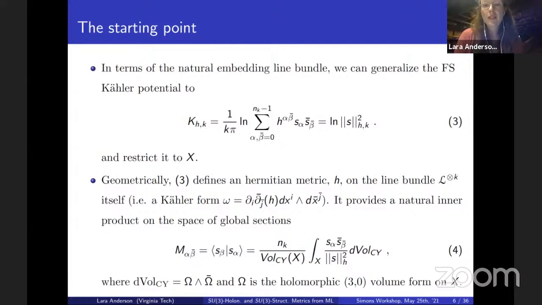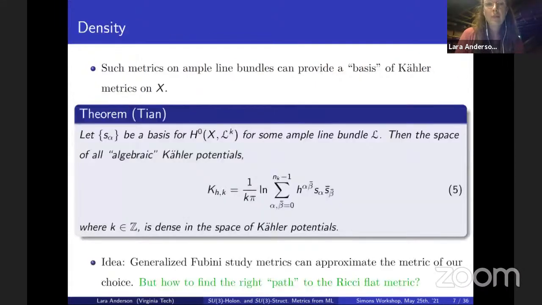So what is the idea with these ingredients? We have a natural generalized Fubini-Study metric. We view it as a Hermitian metric on a line bundle. And then the interesting thing here is that such metrics on ample line bundles can in some sense provide a basis of Kähler metrics on the Calabi-Yau. So this result due to Tian, and there's quite a bit of other literature, again, that was reviewed in Simon's talk, is that we can view this generalized Fubini-Study metric as being dense in the space of Kähler potentials. So the very rough idea is that we could try and use these to approximate the metric of our choice, but how to find the right path to a Ricci-flat metric on the Calabi-Yau threefold.